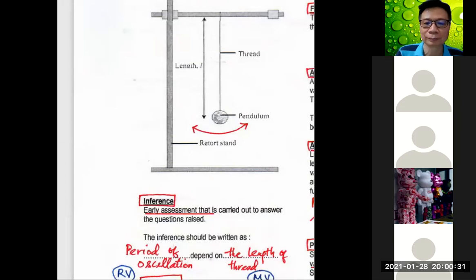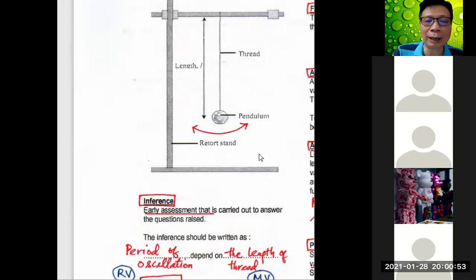Only one complete oscillation. What is the time taken to make one complete oscillation? That is called period. Remember, periods always refer to one. What is the time for one complete oscillation? So it's called a period.